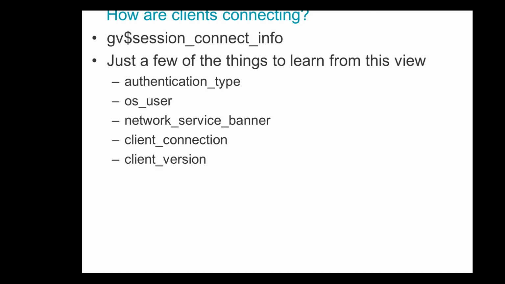Some of the things that we can learn as well from this view are the authentication type, the OS users, as we've seen, the network service banner, that is what tells us whether it was TCP/IP or bequeath or something else, the client connection and the client version.